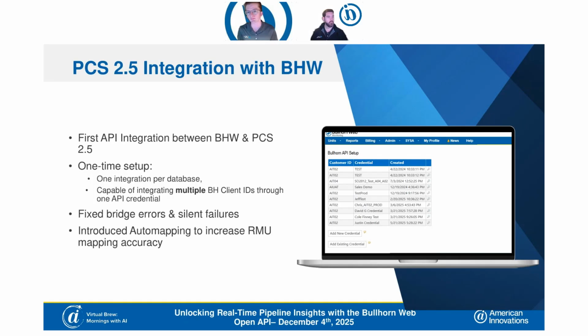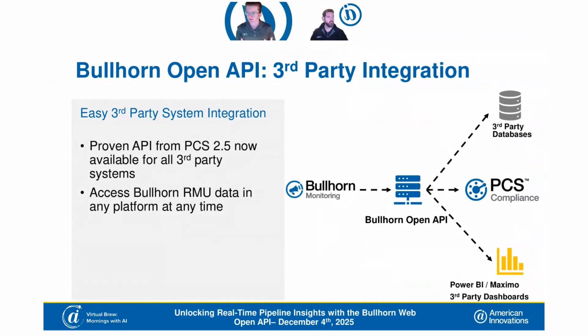Over the last year, it's been a proven, reliable API integration. So now that we've seen it works very reliably in PCS, we've expanded this to be available for all third-party systems. Now, unlike just using PCS, you can access Bullhorn RMU data in any platform at any time. This is available now, and I'll show you how to get to this in Bullhorn Web later in the presentation too. We are very excited to say that this was announced and released a few weeks ago at our AI World Users Group event. So this is readily available and accessible right now in Bullhorn Web, which is very exciting.